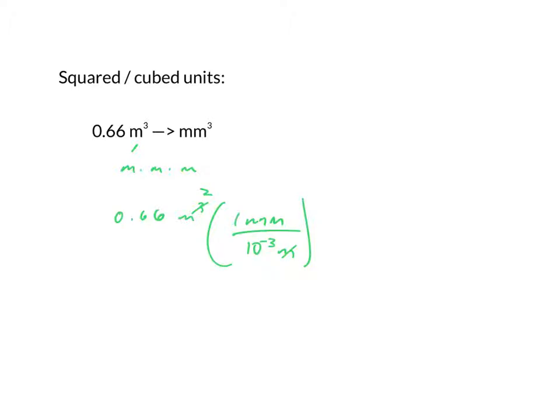So what I have to do is do it 3 times, or cube my conversion factor, and I'm cubing the whole thing. It's the same thing as having this conversion factor written out 3 times to convert all of those units, all of those meters to millimeters, right?